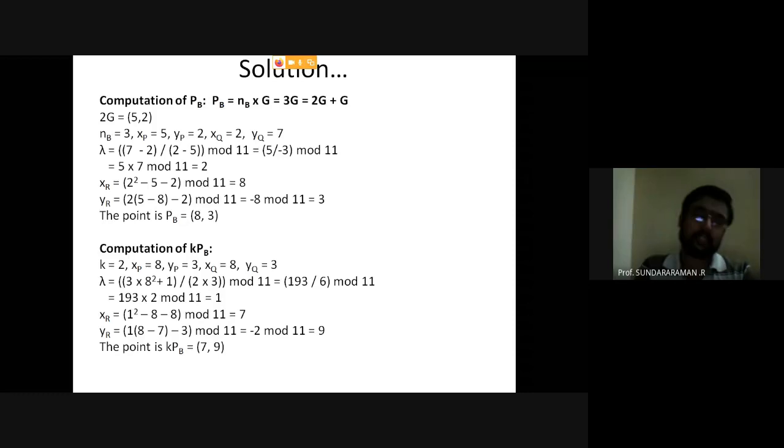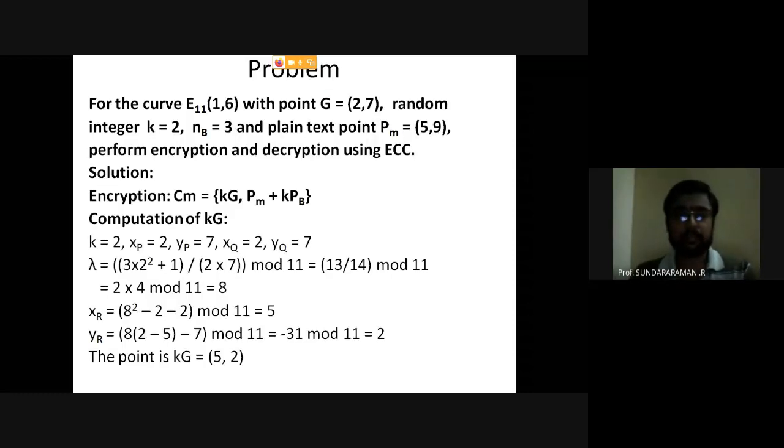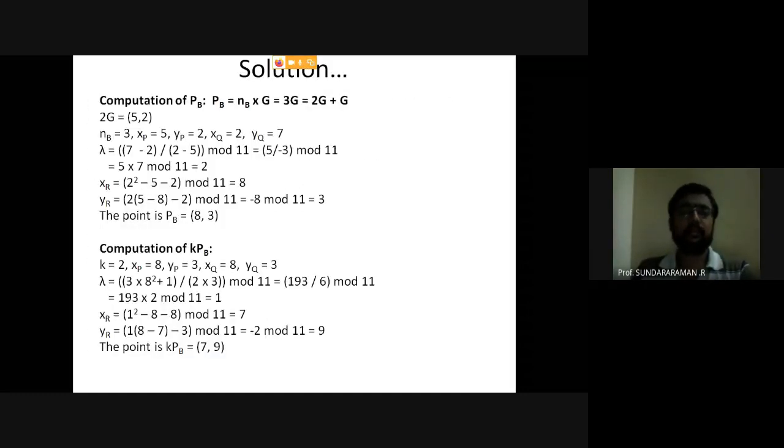3g can be expressed as 2g plus g, and 2g has been already computed, because the same g is going to be used by both user a and user b. So 2g has been already computed, so I am going to use it. But understand that user b has to compute 2g and then 3g. So since 2g has been already computed, I use it. 2g is equal to 5 comma 2, with nb equal to 3.